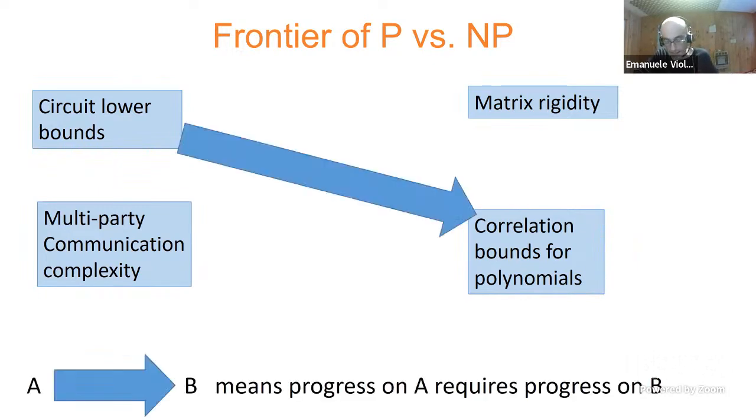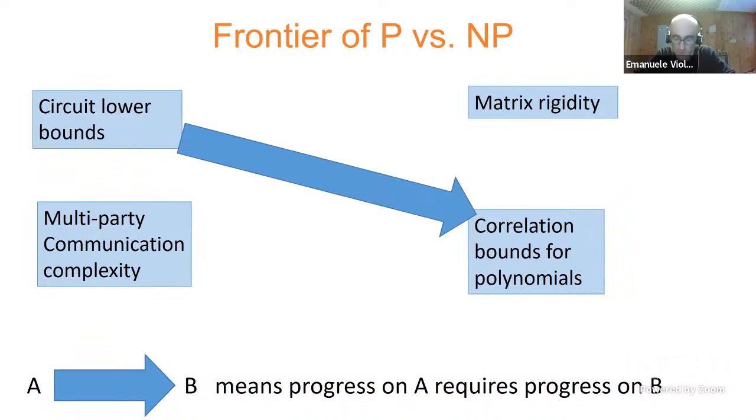And I'm going to put some arrows now. I'm going to put an arrow from A to B if progress on A requires progress on B. Okay, so one arrow is here. It's from circuit lower bounds to correlation bounds for polynomials. So what does this mean? If you want to prove strong circuit lower bounds, you actually have to prove correlation bounds for polynomials.